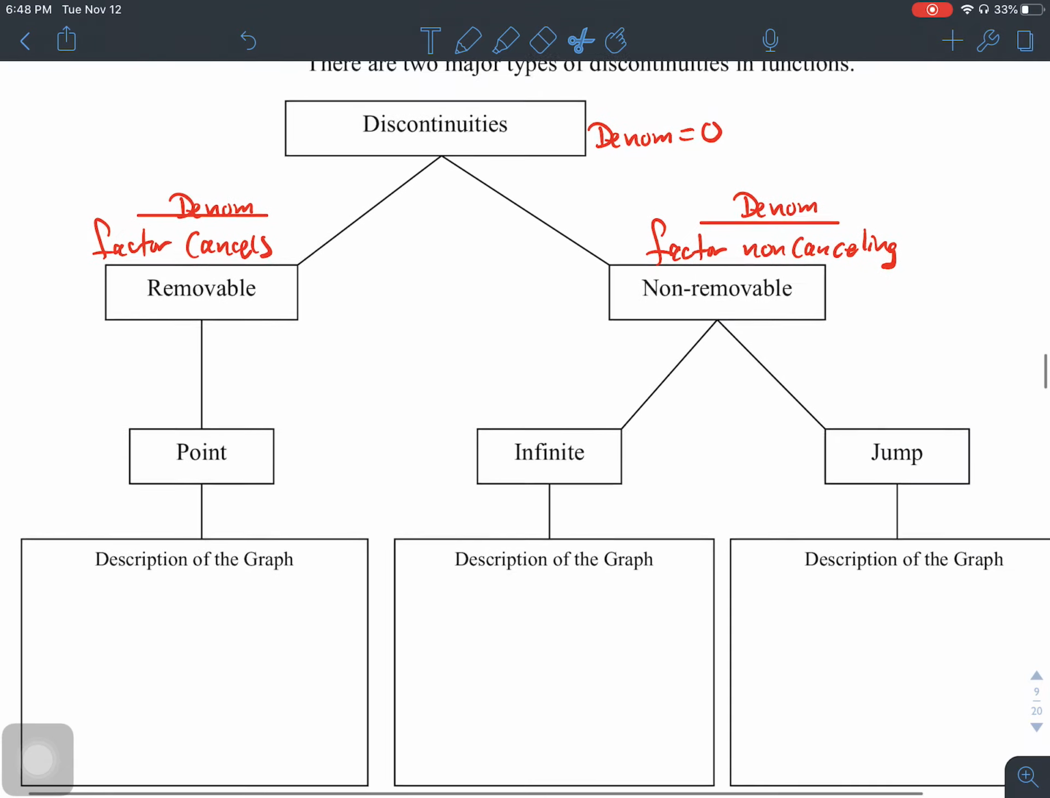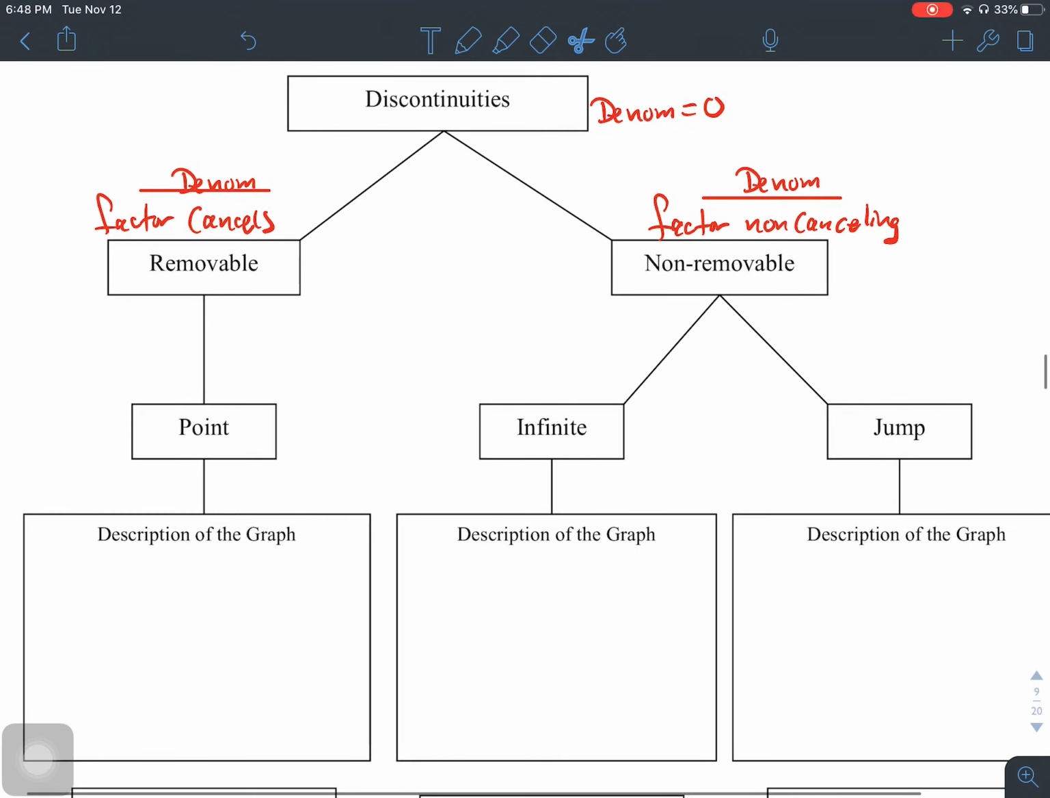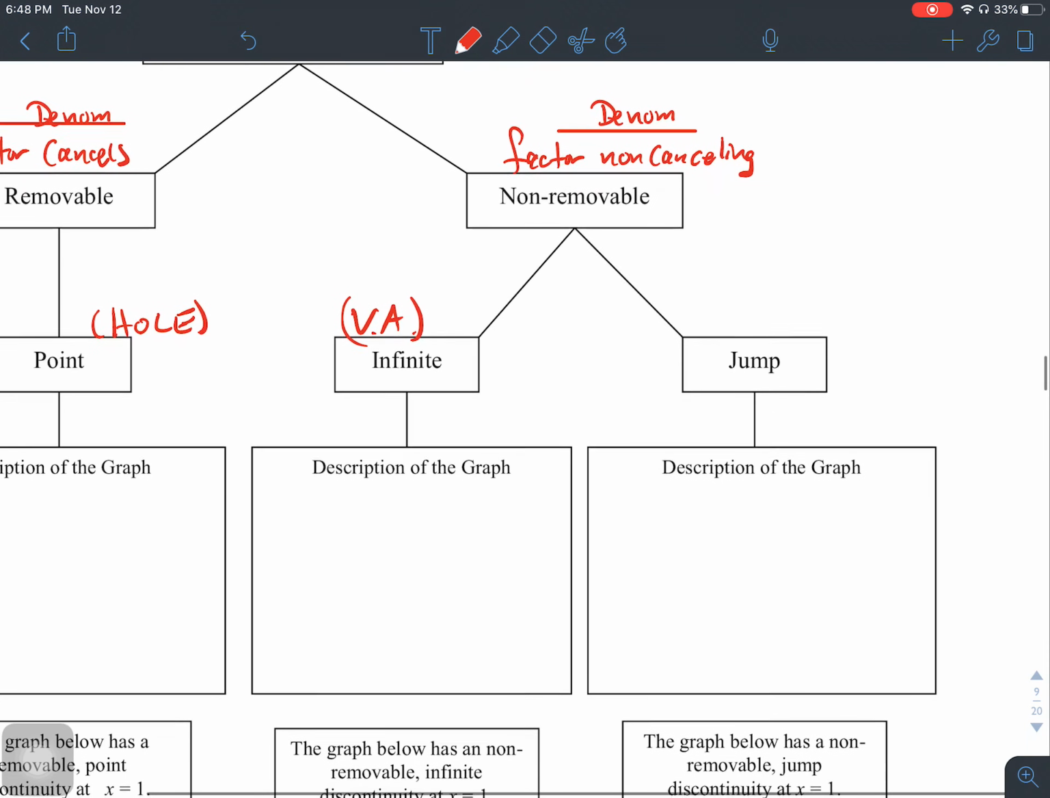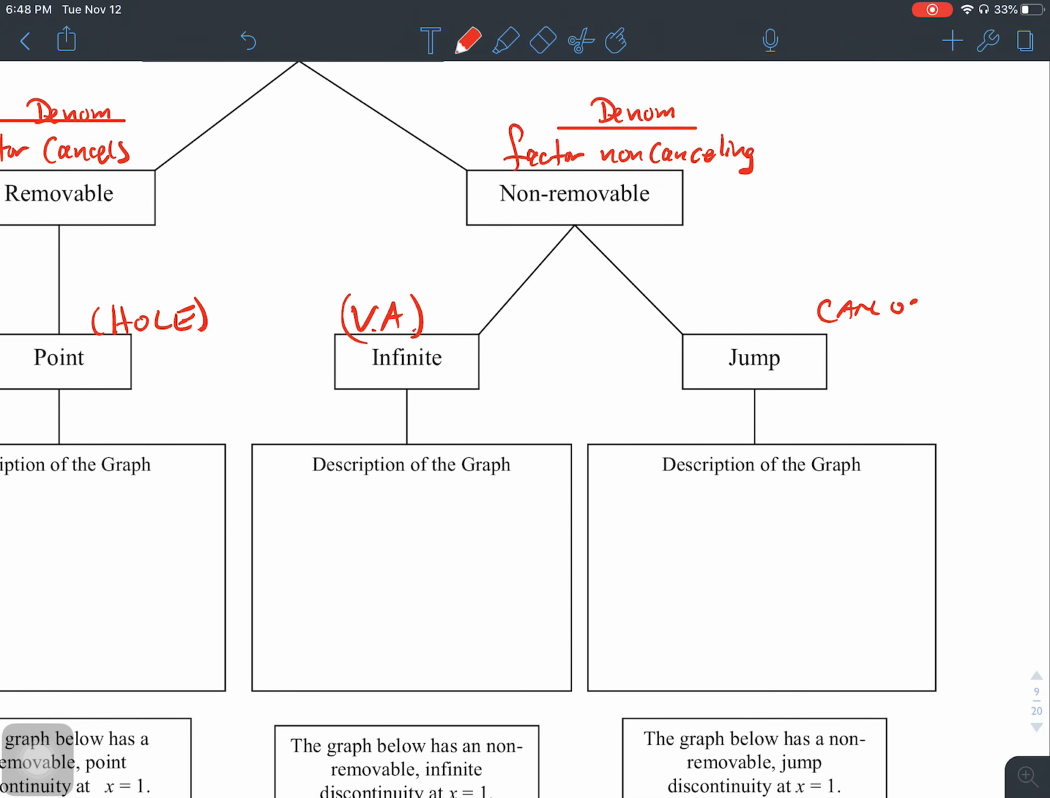Removable discontinuities are called point discontinuities, and that happens when there is a hole in the graph. Non-removable discontinuities come in two varieties. Infinite, that's when there is a vertical asymptote, and jump discontinuity, and that can occur, doesn't have to, but can occur in a piecewise function. Not every piecewise function has a jump discontinuity.